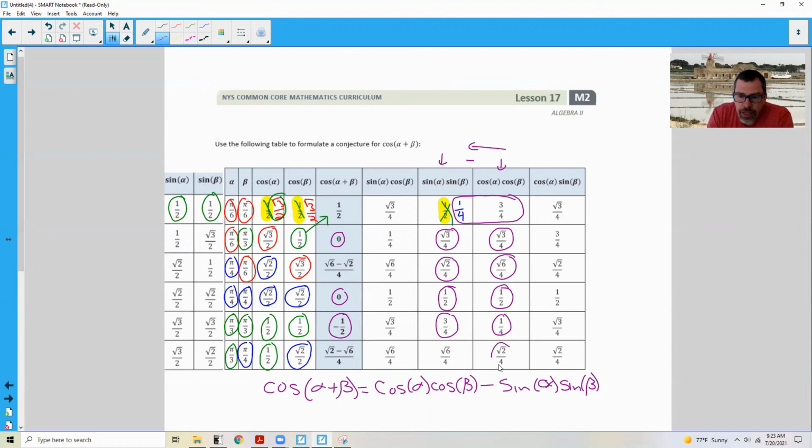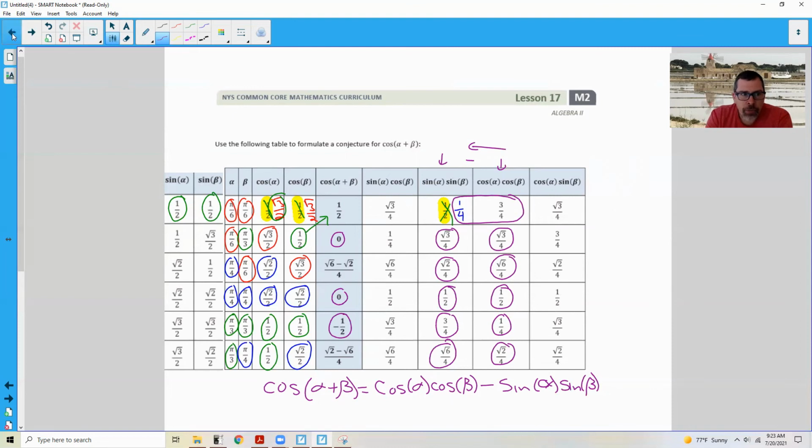So be careful. And this is root 2 minus root 6. Okay. So there is what cosine alpha plus beta equals. It's cosine alpha cosine beta. So remember it that way. It's the same order, cosine alpha cosine beta minus sine alpha sine beta.